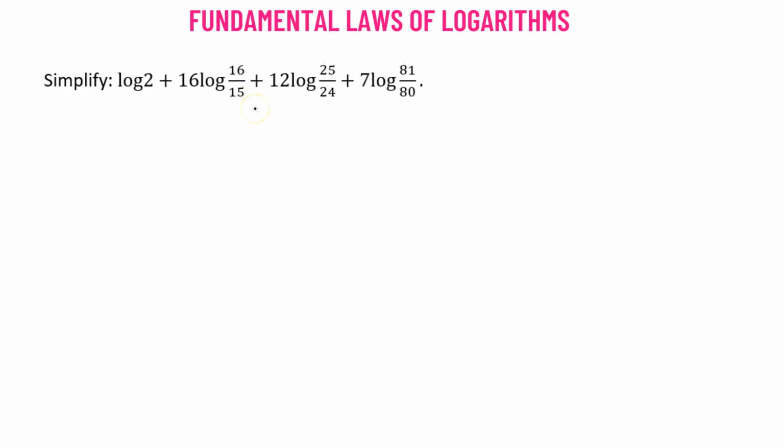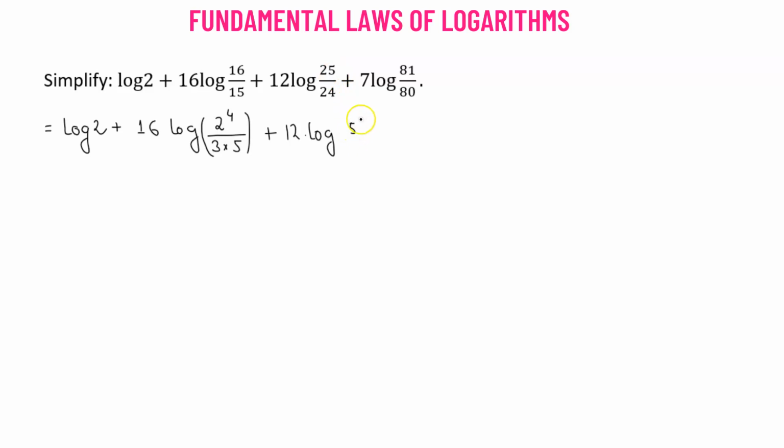Let's simplify the given logarithmic expression. So here we can rewrite our given expression as log of 2 plus 16 times log of, so here we have 16 over 15, so we'll factorize 16 and 15. So factorization of 16 will be 2 raised to the power of 4 divided by 15. So 15 is 3 times 5, plus 12 times log of 25.